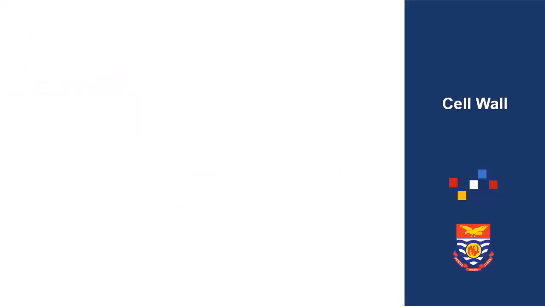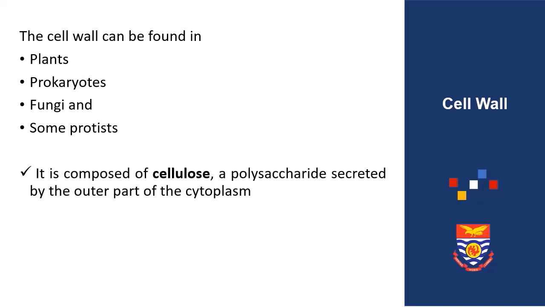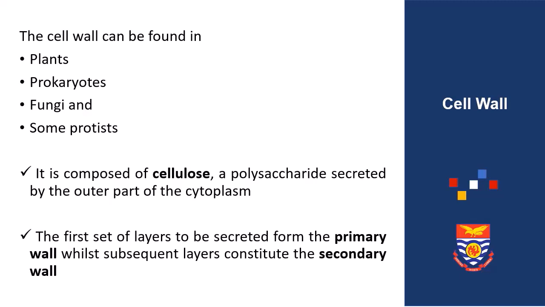To start with is the cell wall. The cell wall can be found in plants, prokaryotes, fungi, and some protists, and it's mainly composed of cellulose. The cellulose is a polysaccharide that is secreted by the outer part of the cytoplasm. The cell wall is composed of primary and secondary walls. The primary walls are the first set of layers secreted by the outer part of the cytoplasm, whereas the secondary walls are the subsequent layers produced by the outer part of the cytoplasm.